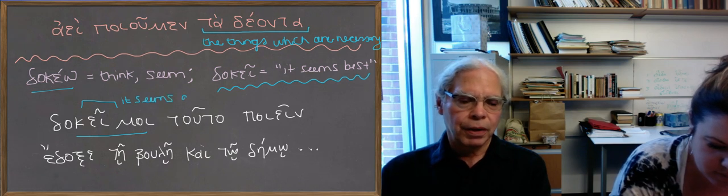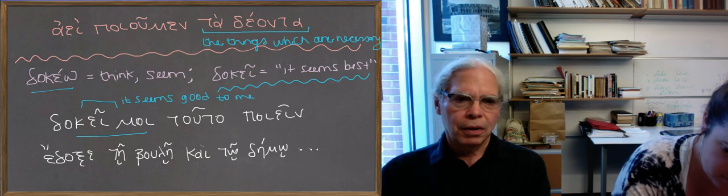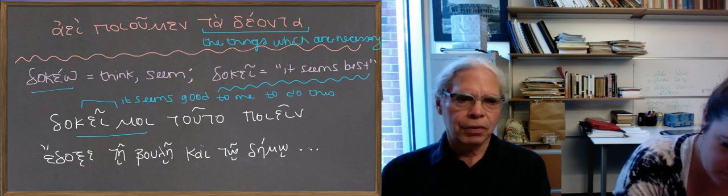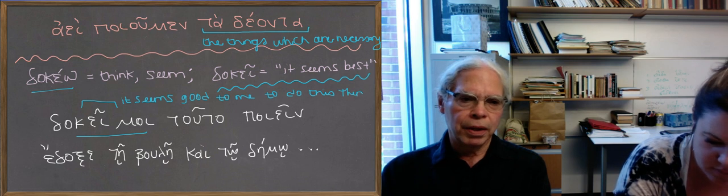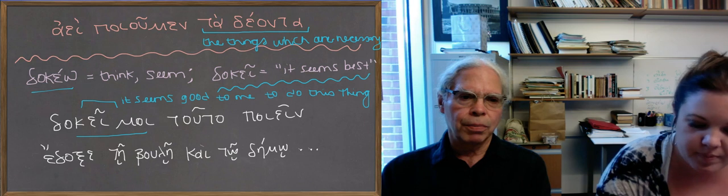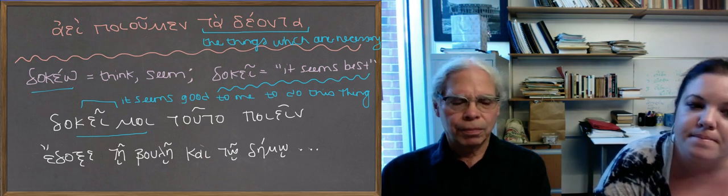There's also the one that I mentioned where we had dokei in the vocabulary in the last lesson, that it's the way you introduce a decree in Athenian politics. Edoxe te boule kai to demo. It seemed best, it seemed good to the boule and the demos. Okay, standard way that you see in the inscriptions.